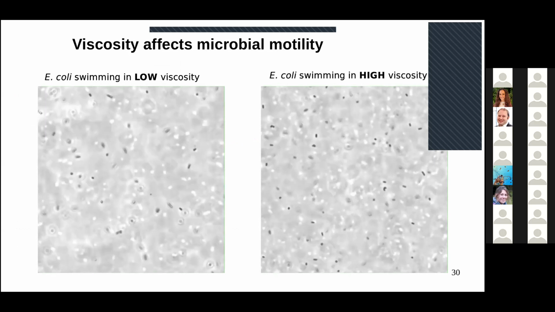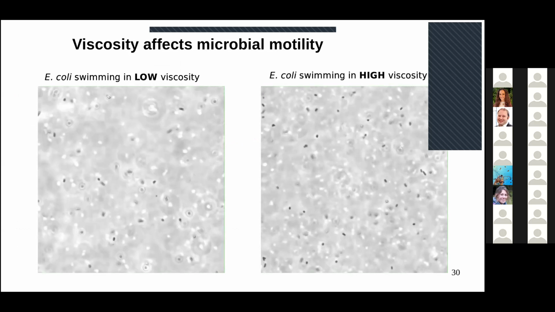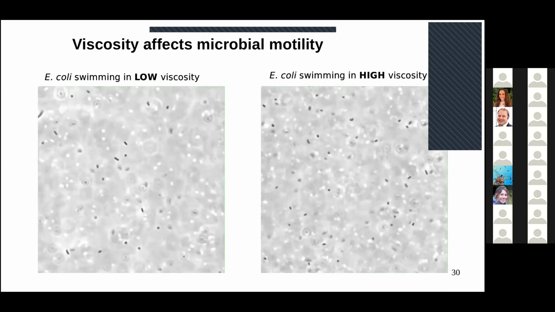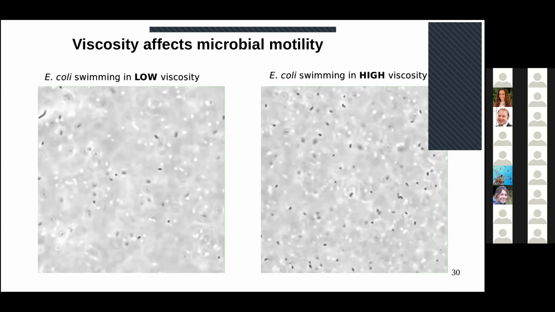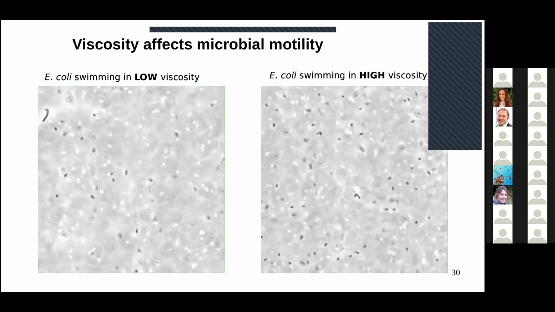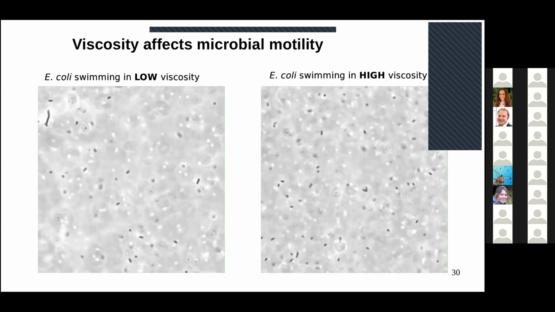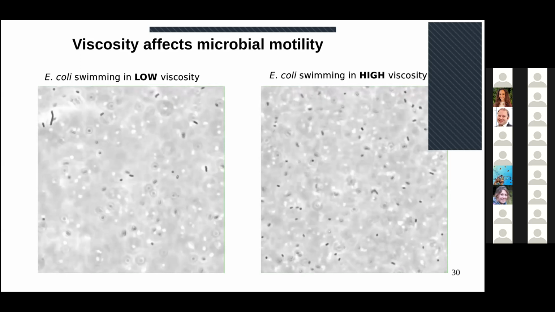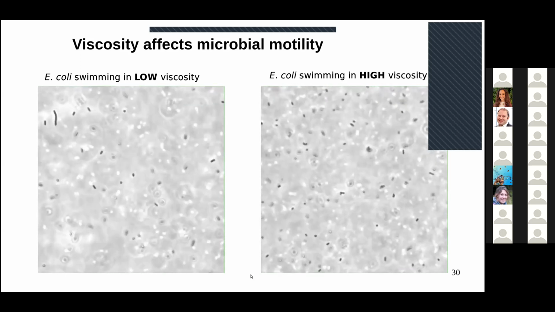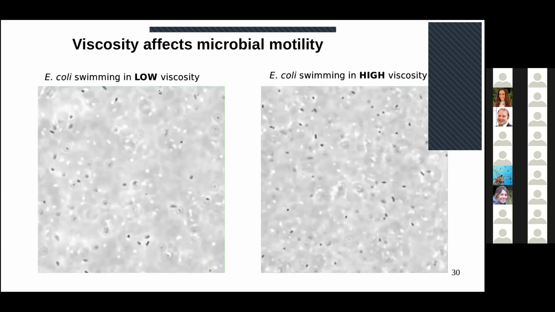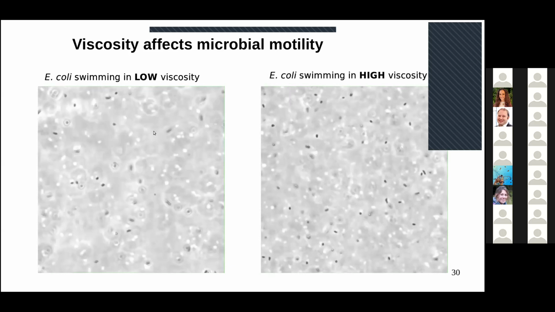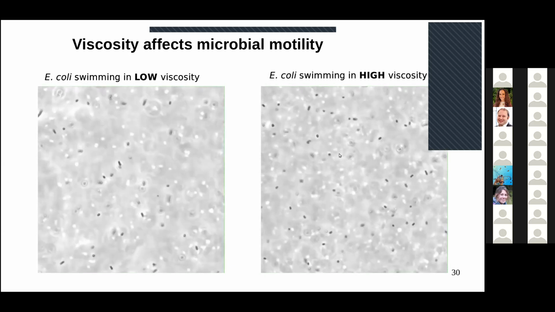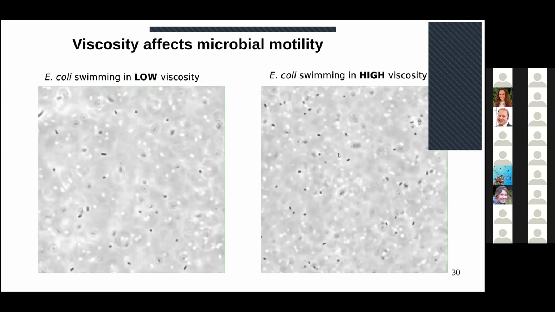Moving on, we also are interested in seeing how viscosity will affect the motility of bacteria. Here I have two videos, one of E. coli swimming in a motility buffer. In the left one, there is motility buffer without anything. In the right one, we added Ficoll again to increase the viscosity.